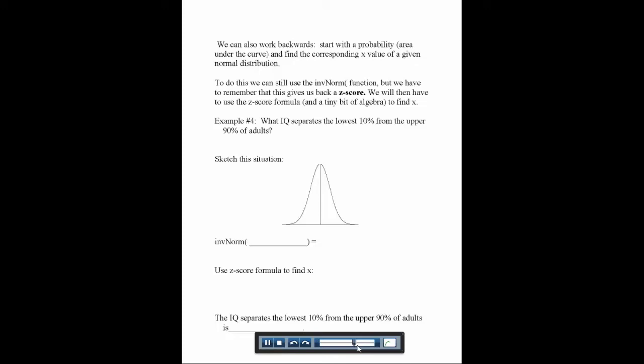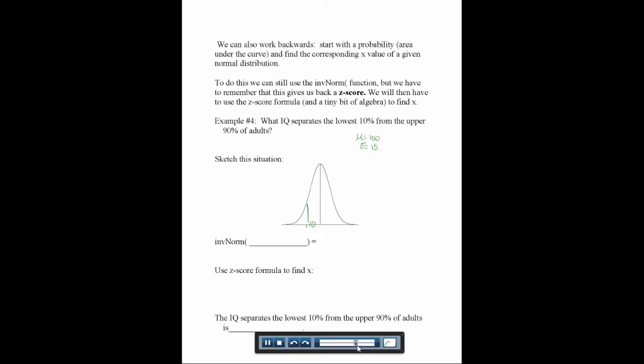Okay, so we want to know what IQ separates the lowest 10% of people with the lowest IQ from the upper 90% of adults. So here, remember the mean is 100 for our IQ problems, and the standard deviation is 15. Now, we want to separate the lowest 10% from the upper 90%.